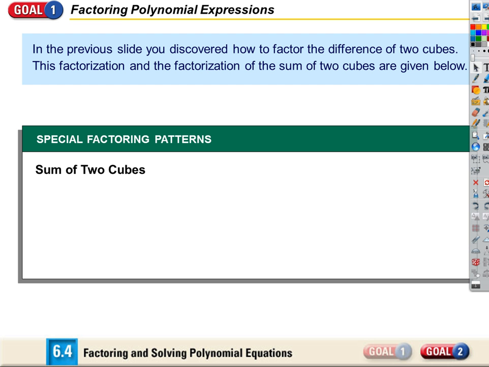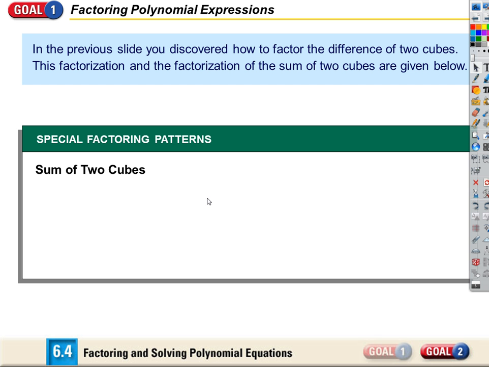Now we know that a sum of two cubes, if I have a cubed plus b cubed, there isn't a sum of squares, is there? Right? We only had a difference of squares. There was no sum of squares pattern. For cubes, there is. Here's how this always factors.